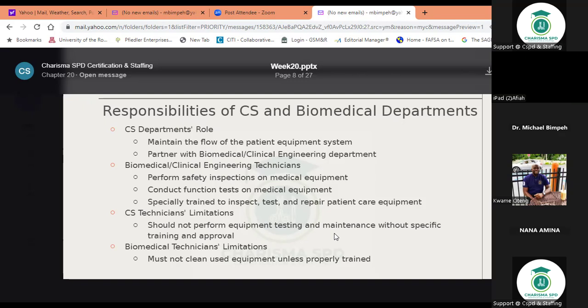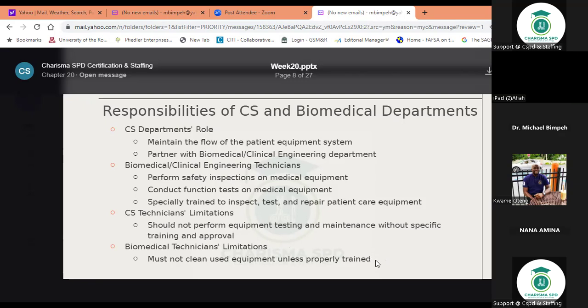We handle instrumentation, so be very careful. When it's not working, or it's the target from the user department, it cannot go to the biomedical department without coming to Central Sterile for us to decontaminate them. We have to clean them before sending them to biomed. So just clean them and don't do any troubleshooting. Your work is to clean.